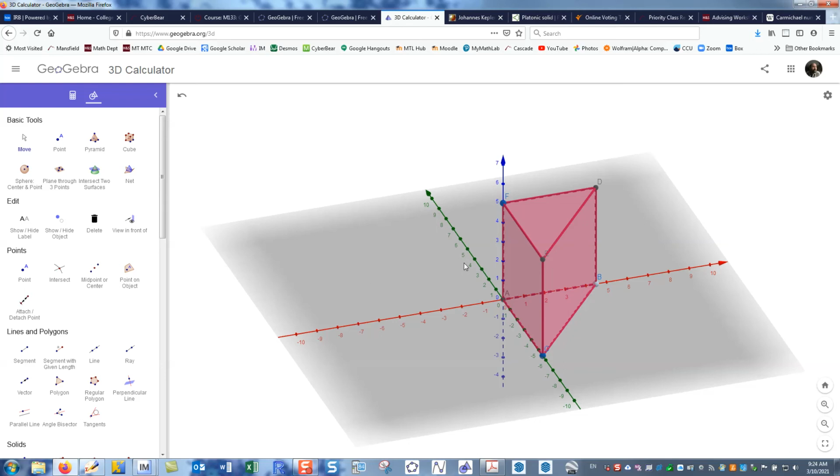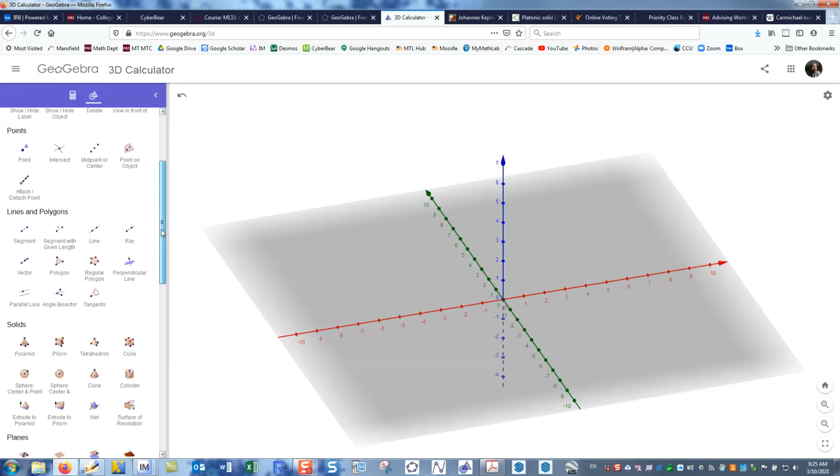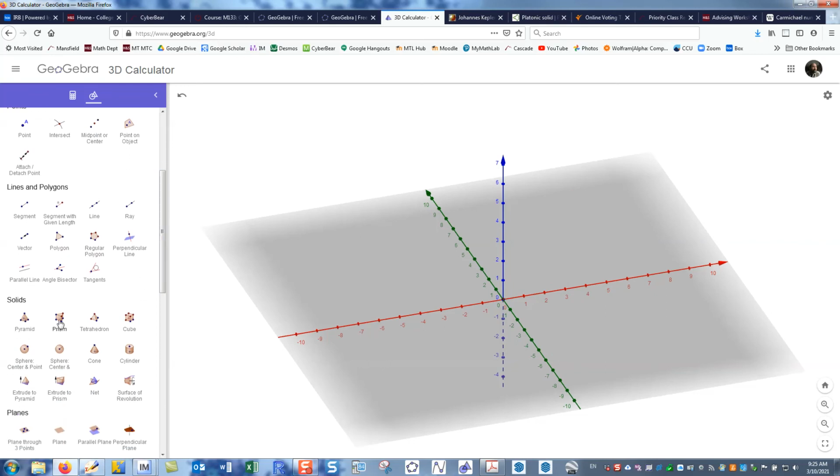I'm going to go ahead and select all, so I'll do Control A and delete. Let's take a look at a prism that's something other than a triangular prism. How about something with, I don't know, how about a pentagonal prism?